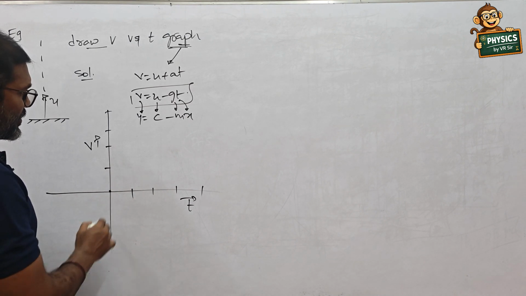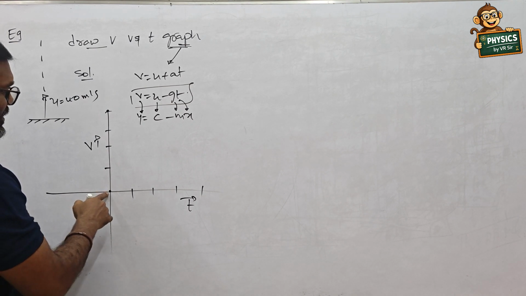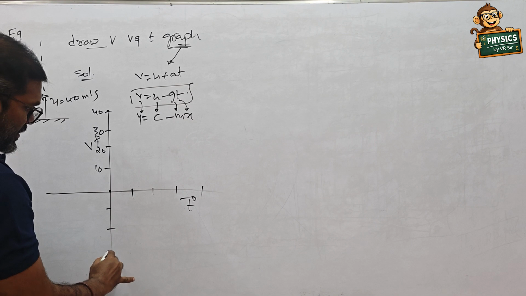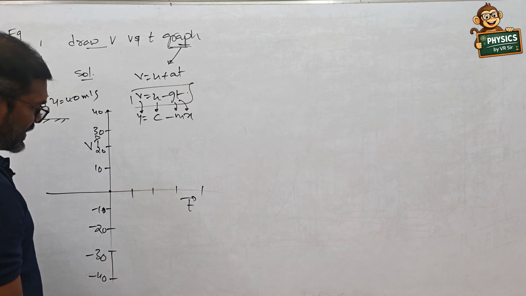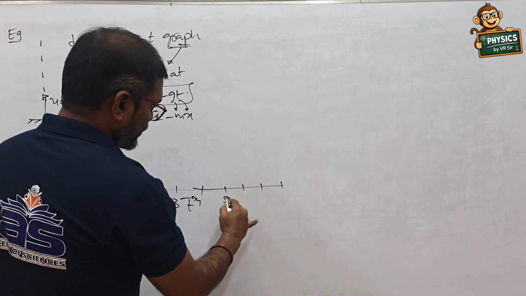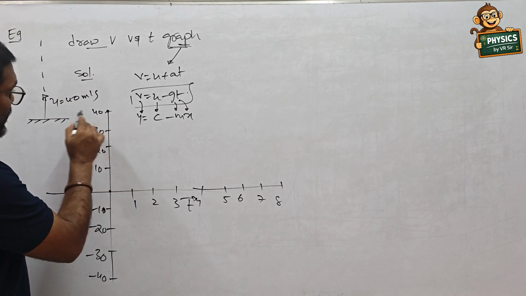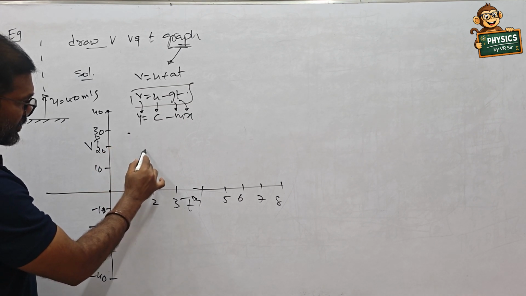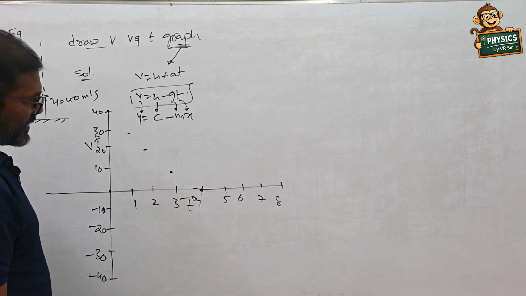At t = 0, it has the velocity 40 meters per second. We have seen that at t = 0 it is 40. On the y-axis: 40, 30, 20, 10, then -10, -20, -30, -40. At t = 1, 2, 3, 4, and when you extend this, 5, 6, 7, 8. Now observe carefully. At t = 0, it is 40. At t = 1, 30, at t = 2, 20, at t = 3, 10, at t = 4, 0, right?